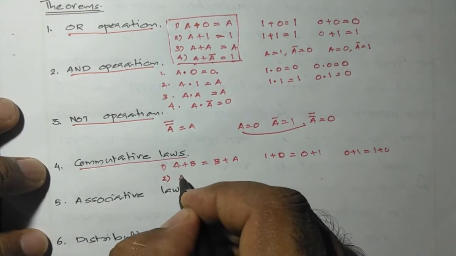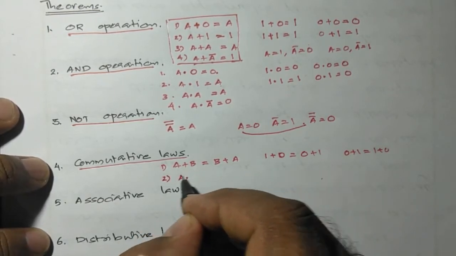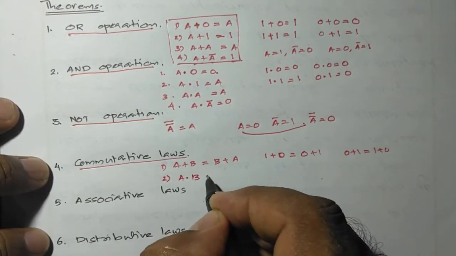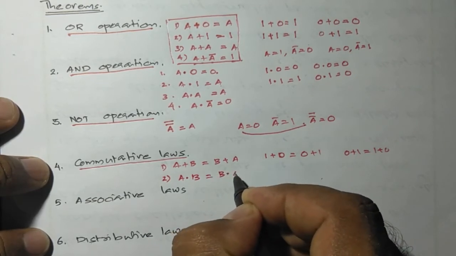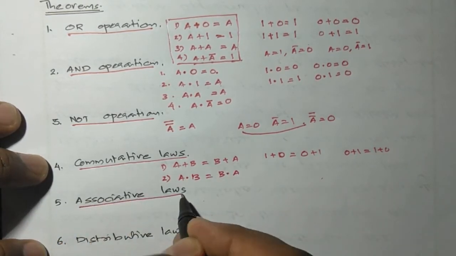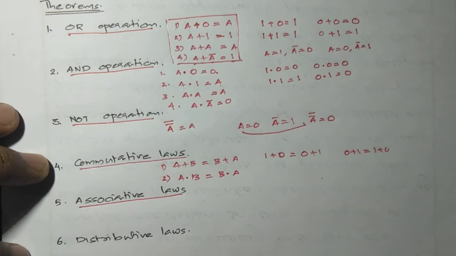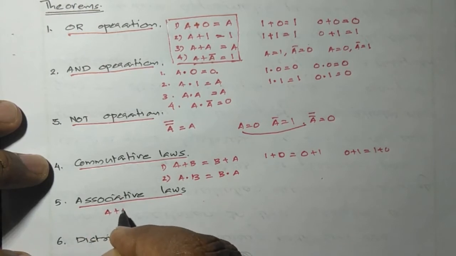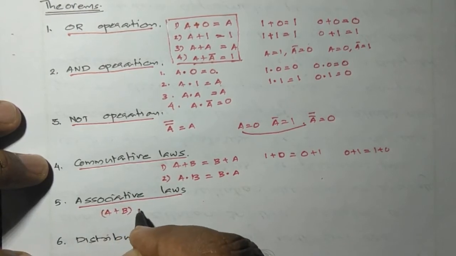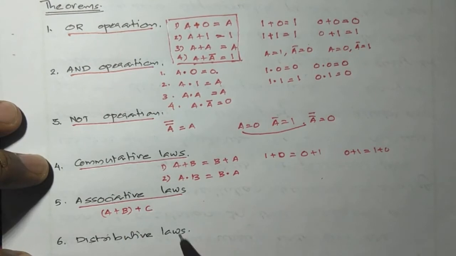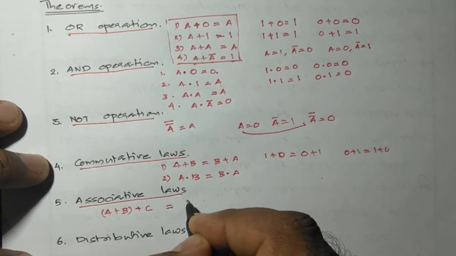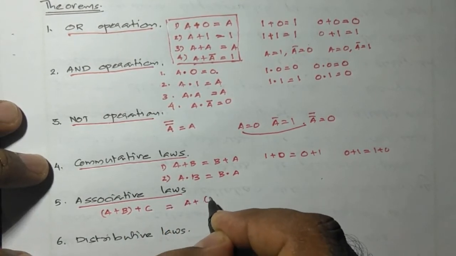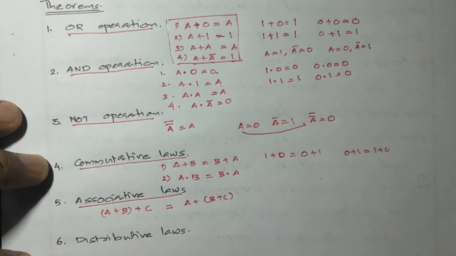Then there is a commutative law over AND operation: A and B equal to B and A. Likewise, we have associative laws in Boolean algebra, and it is like this. Suppose we have A or B or C, could be written as A or B or C.